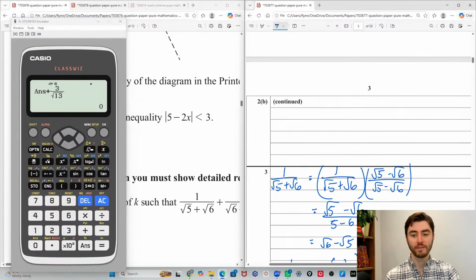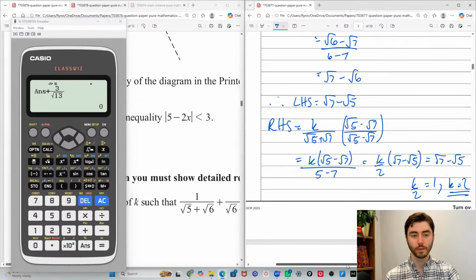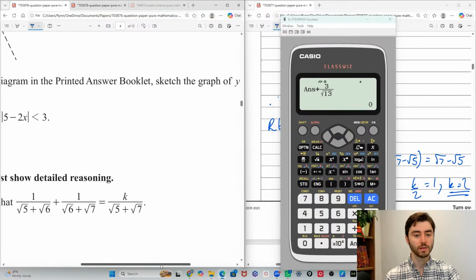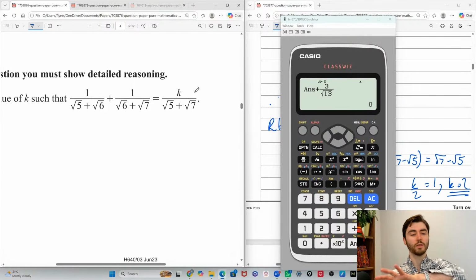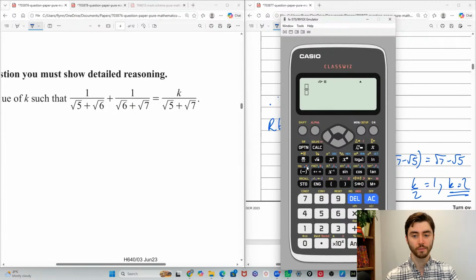This one, I'm just going to plug my value of k back in. And remember, if these things are supposed to be equal, then if I move this thing on the right to the left-hand side, I should get clean 0. So 1 over root 5 plus root 6 plus 1 over root 6 plus root 7 minus 2 over root 5 plus root 7. Not a clean 0. Something went wrong.